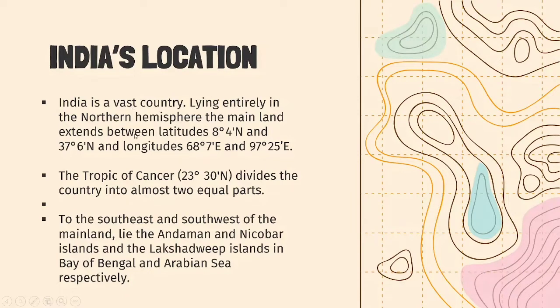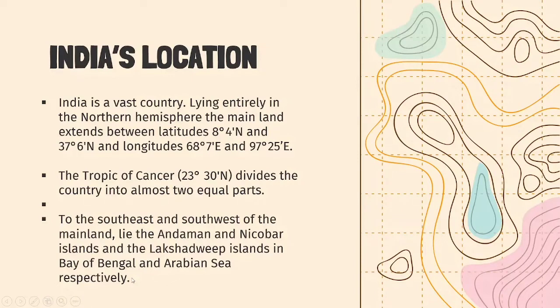And also it extends its latitudes between 8 degree 4 minutes north and 37 degree 6 minutes north, and longitudinally between 68 and 97. As we all know, the Tropic of Cancer divides the country into 2 equal parts. So when we look at the other sides, that is southeast and southwest of the country, we could always see the Andaman and Nicobar Islands and Lakshadweep Islands, and the Bay of Bengal and Arabian Sea respectively.